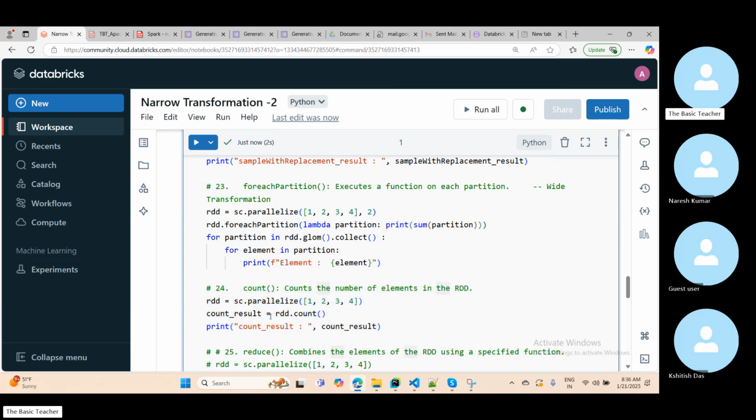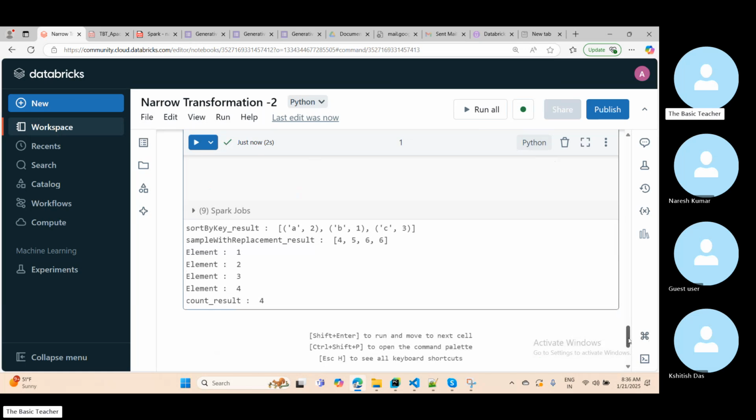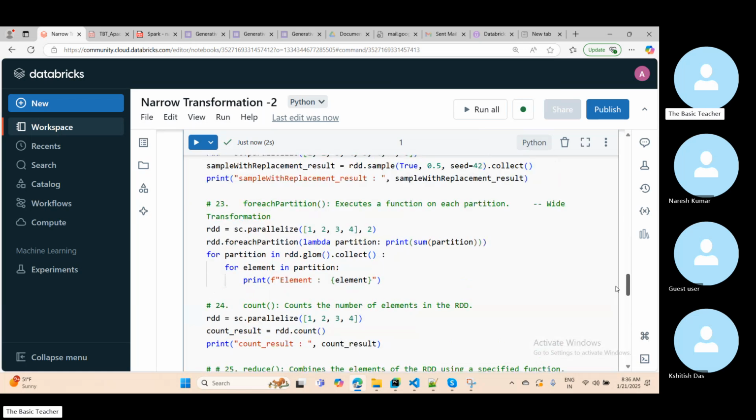We apply this over the data frame as well. So this is the element 1, 2, 3, 4. If you do the count, your count will be 4, each element. This count result is 4. So you can take the count of what the count is.